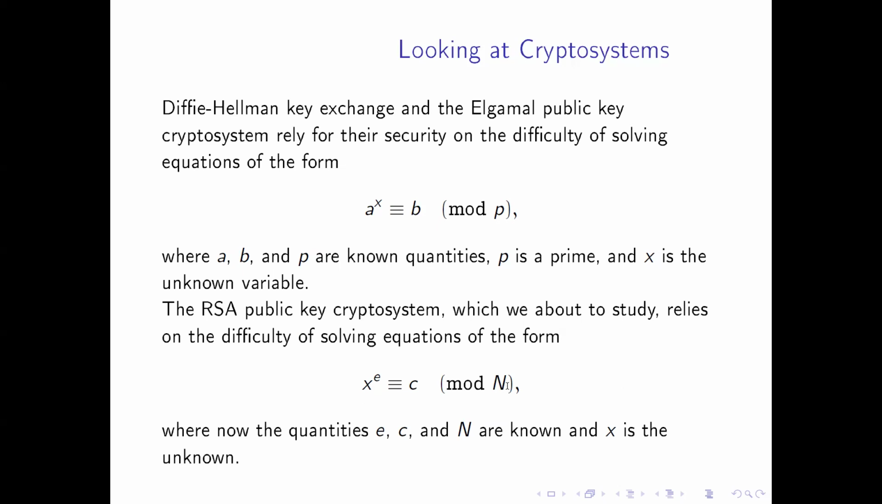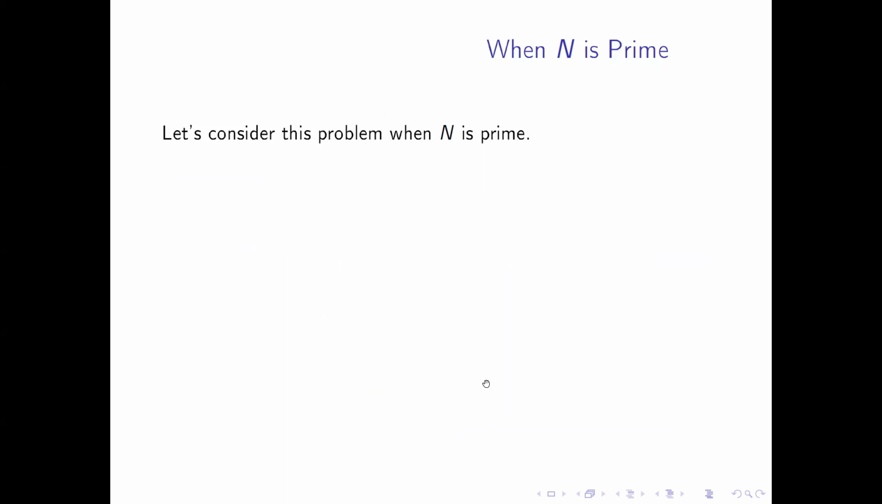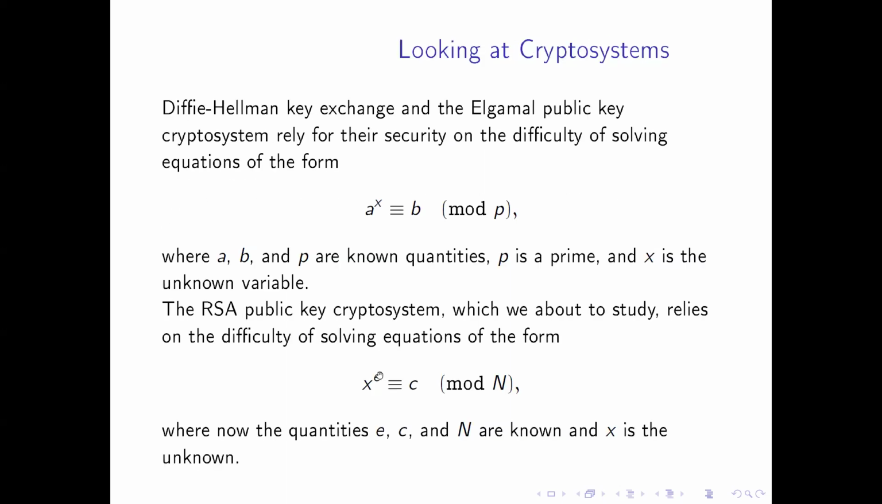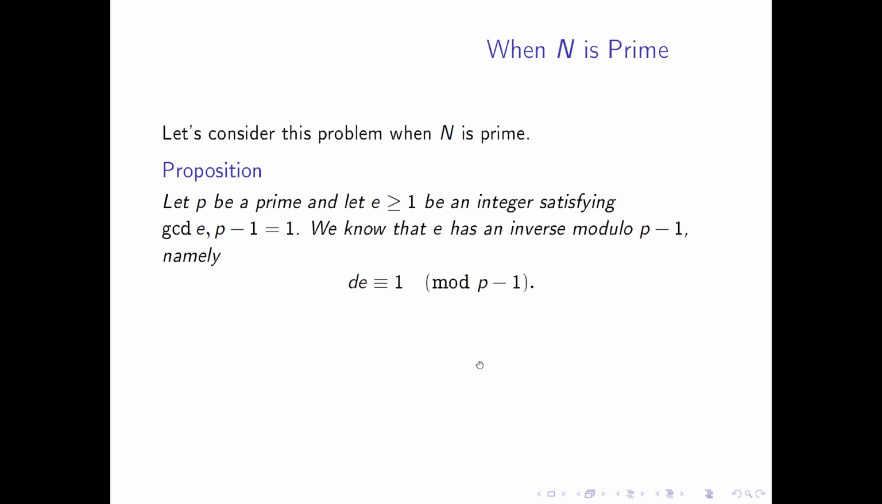And what happens though if n is prime? Let's examine this. I want you to help think about this. If n is prime, then it's a prime number, p is a prime, and e is some power. So I'm taking x to the power e, mod p, where p is prime, and e is any power where the greatest common divisor of e and p minus 1 is equal to 1. Then we know that we have an inverse mod p minus 1 because their greatest common divisor is 1. There's an inverse, namely d, and that d is what's going to give us it.